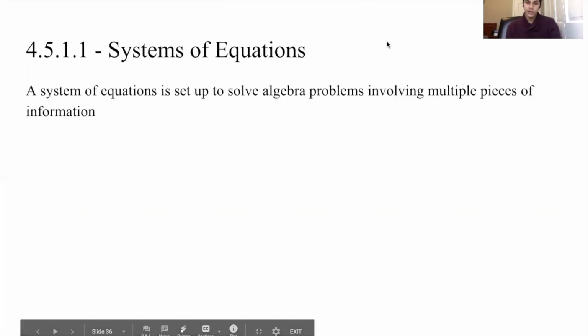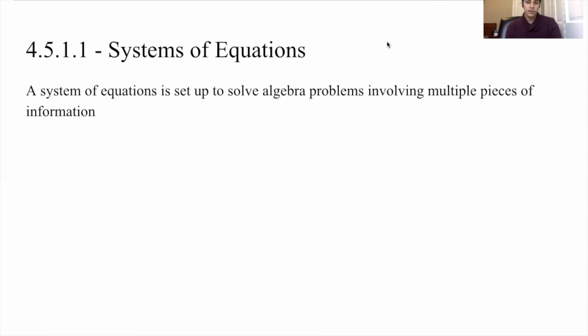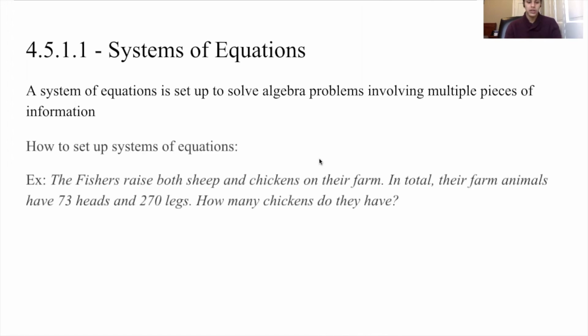All right, now just to quickly review what we've learned this lesson. We started by talking about systems of equations, which are multiple equations set up in algebra problems, usually word problems, in order to represent multiple pieces of information and solve when you have a lot of variables. We had an example where the Fishers raised both sheep and chickens on their farm. In total, their farm animals have 73 heads and 270 legs. How many chickens do they have? We set this system up by assigning variables to the sheep and chickens, and then using these pieces of information, 73 heads and 270 legs, to set up 2 separate equations that we could then solve.